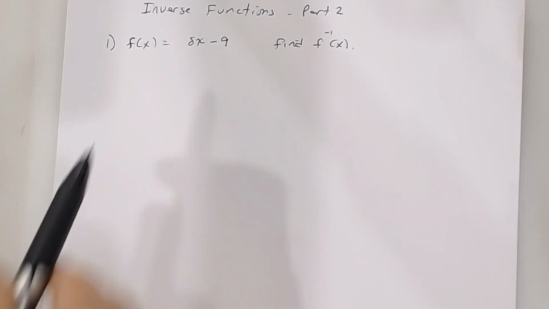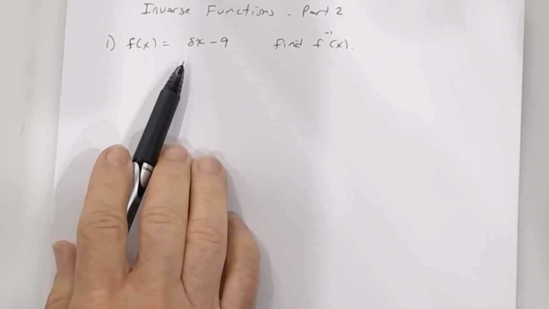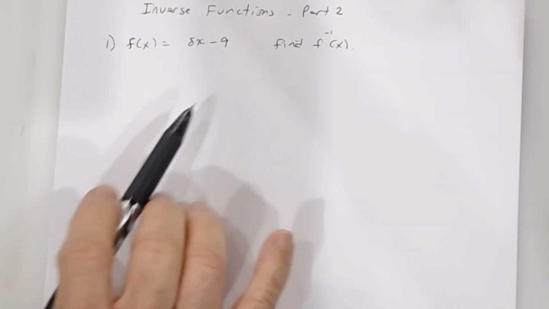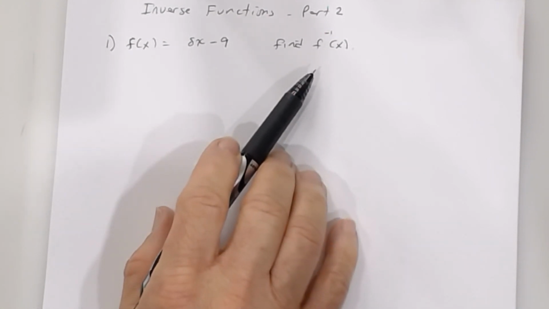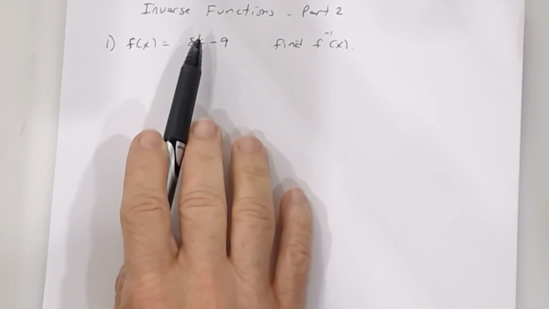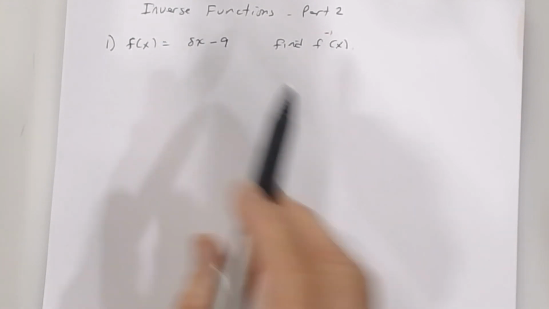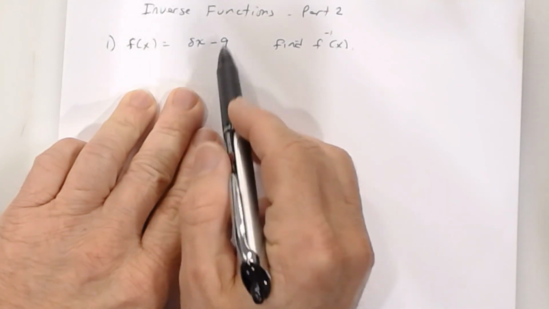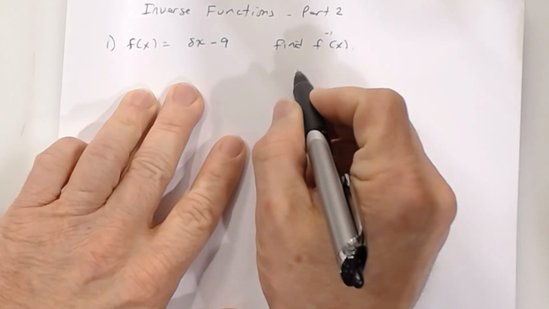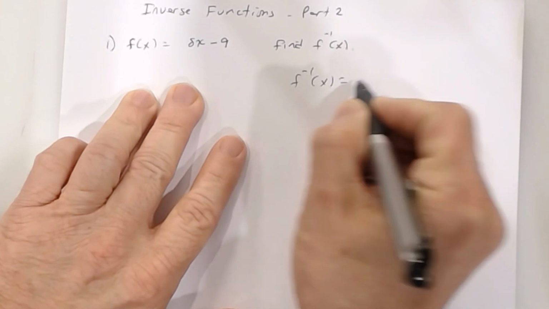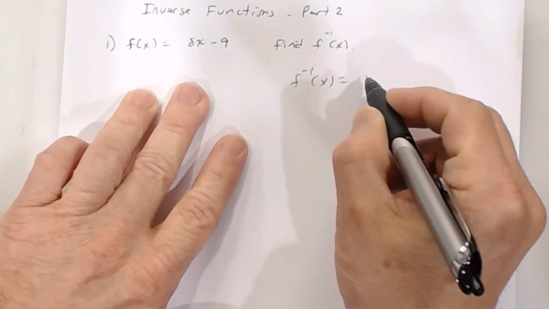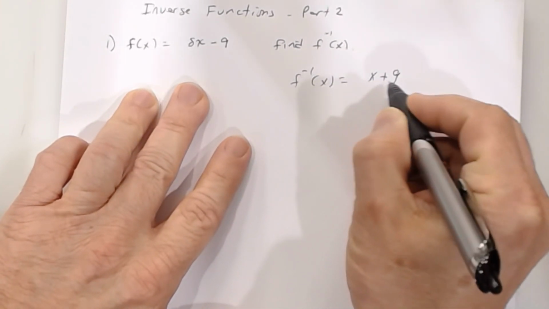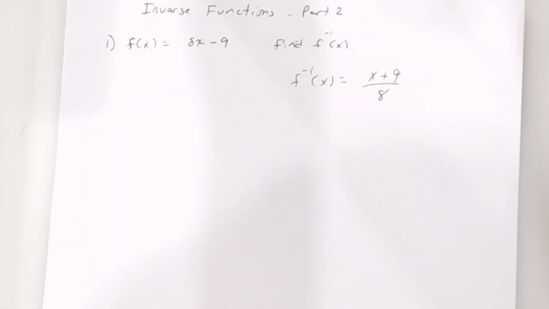So if the function f has the operations multiplication and subtraction, then the inverse will have what operations? Addition and division. So just by inspection, what is this inverse? x plus 9 divided by 8. So that's the inverse: x plus 9 divided by 8.